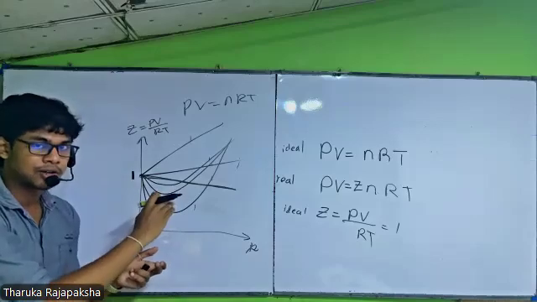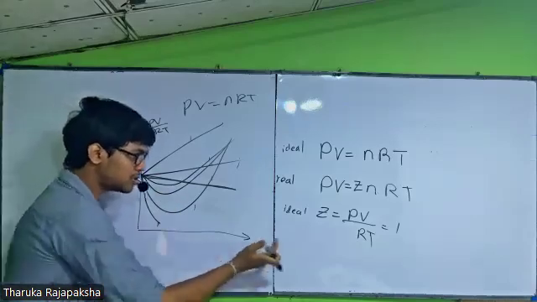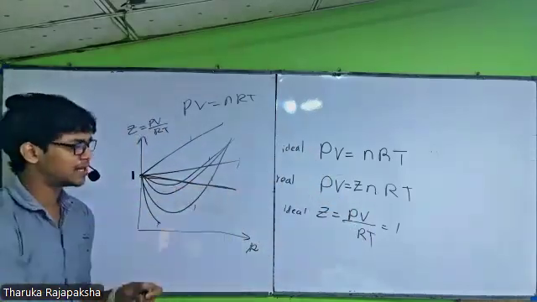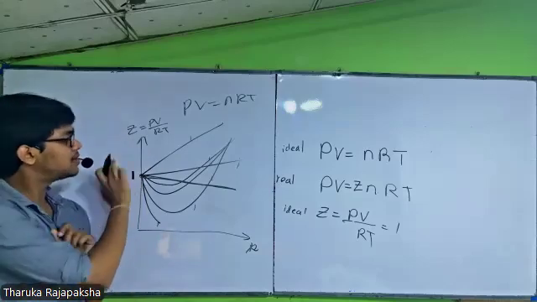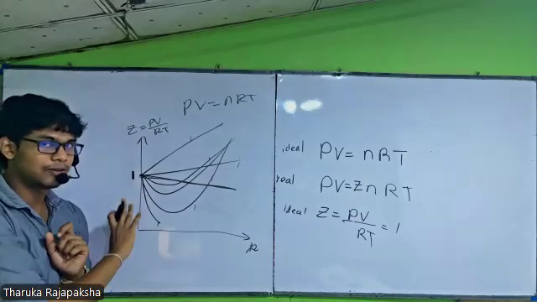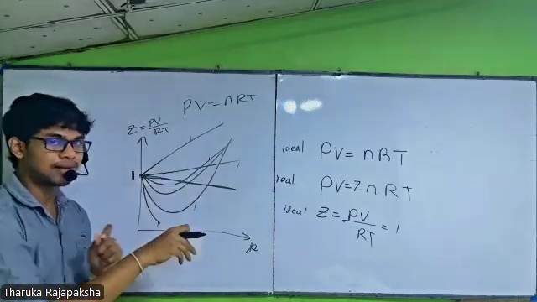Why is it one always? You can see when you increase pressure, volume reduces accordingly. Volume reduces accordingly, right? So that's why this Z is going to stay equal to 1. Did you get the idea? Z is always 1. Why? Pressure increases, volume decreases, it cancels off.